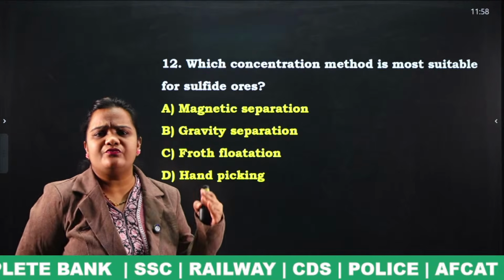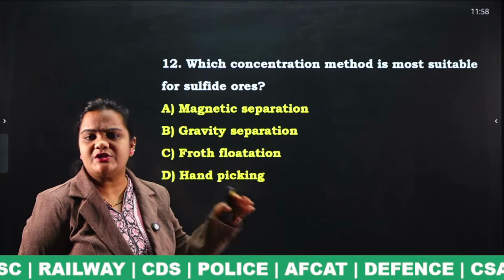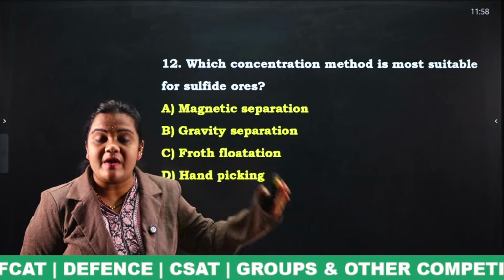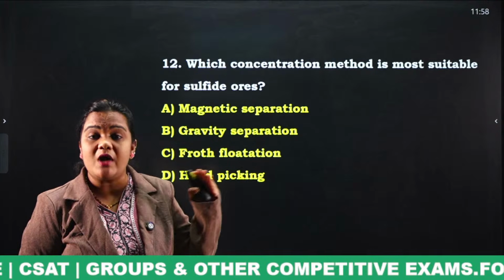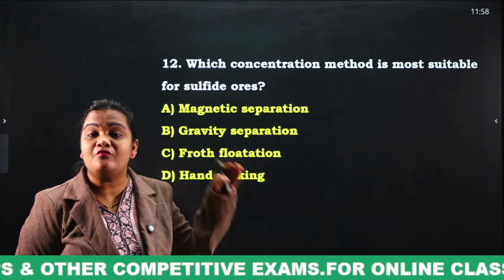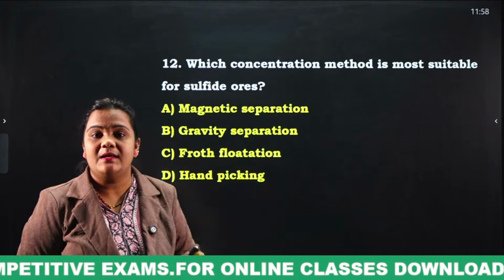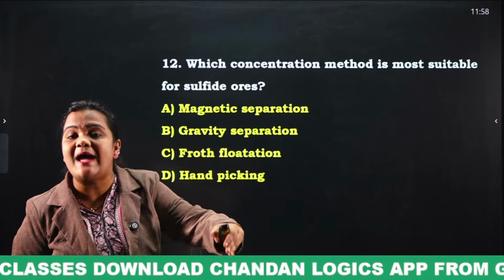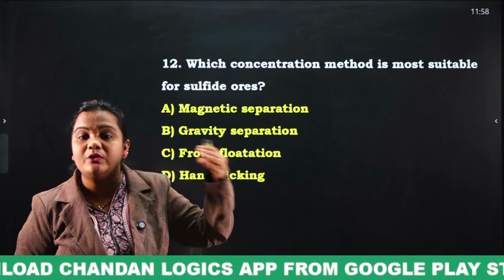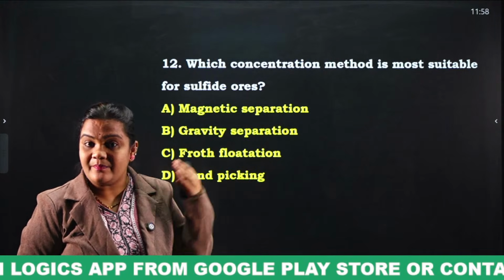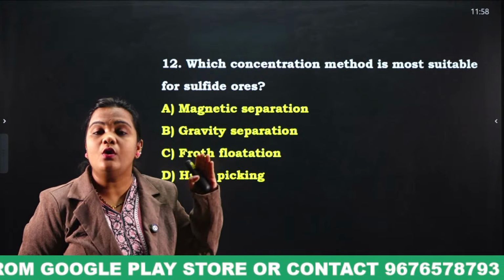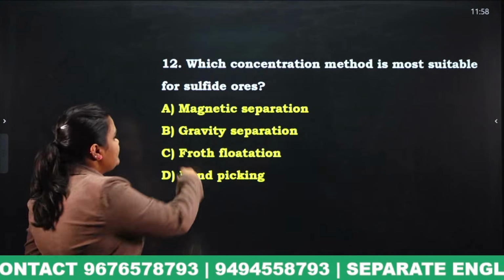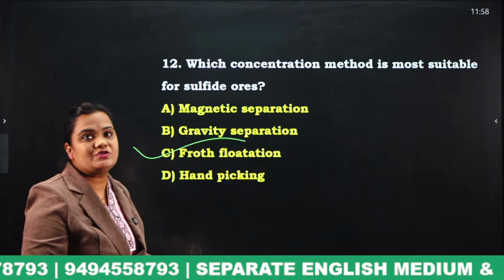So what is this froth flotation process? It is nothing but removing the impurities from the sulfide ores. What we are adding, students, is water plus pine oil. When air is compressed into that mixture, the impurities blow away from the sulfide ores and only the sulfide ore remains. And that process is known as what, students? Froth flotation process. Very good.